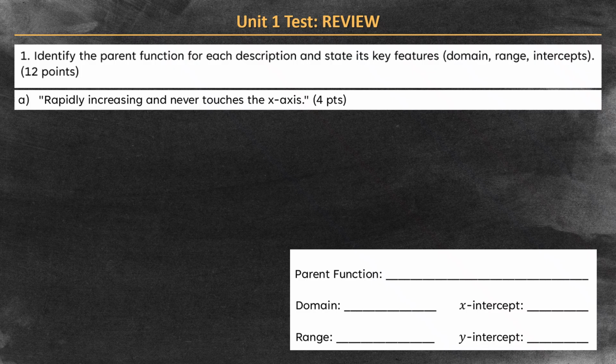Number 1, let's get started. It says identify the parent function for each description and state its features: domain, range, intercepts. 12 points. So part A, 4 points. Rapidly increasing and never touches the x-axis.